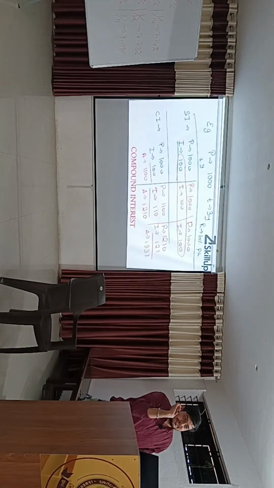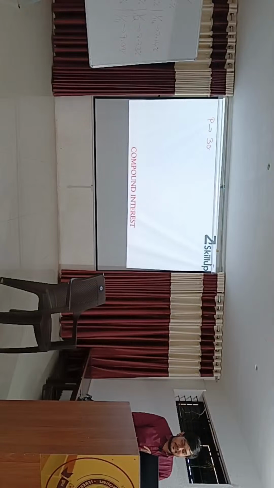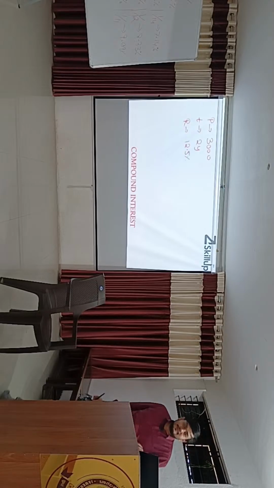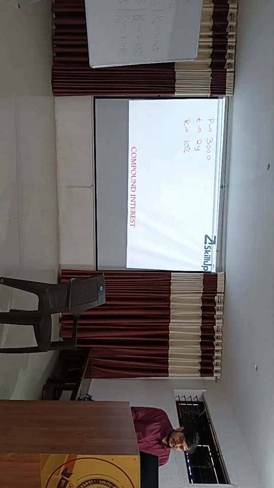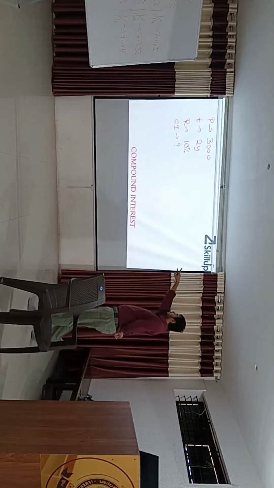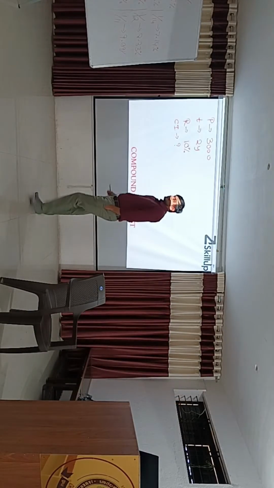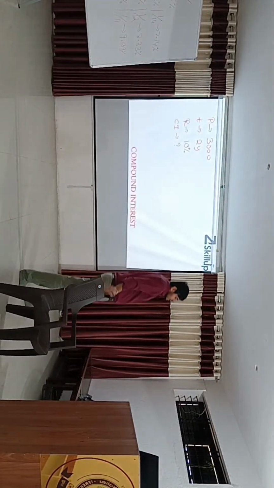Let us solve some questions. I'll give you some amount. Let us say the principal amount is 3000. The time period is 2 years. The rate of interest is 12.5%. Wait, take 10%. What is the compound interest? I have given you 3 things: the principal amount, the time period, and the rate of interest. The rate of interest is calculated per annum. Find the compound interest.